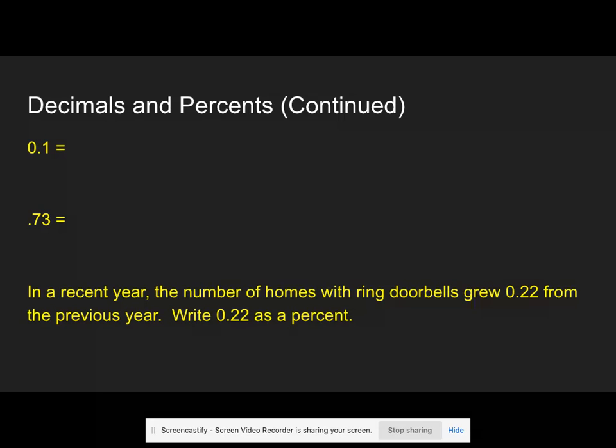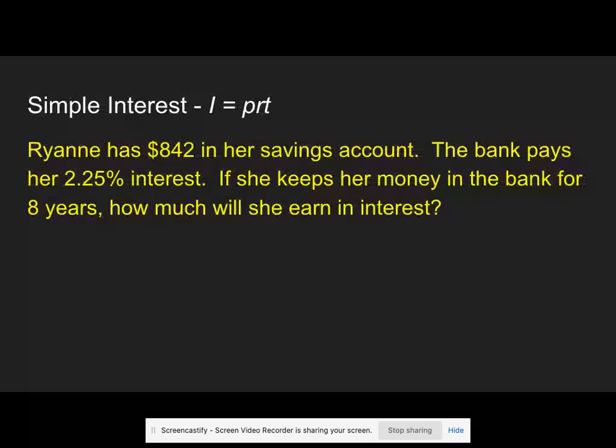So moving on to the next, going from decimal to percent, we move the decimal point 2 places to the right. So 1, 2, which is the same as multiplying by 100, and we get 10%. Again, 2 places, so 73% is my final answer. In a recent year, the number of homes with Ring doorbells grew 22/100ths from the previous year. Write 22/100ths as a percent. Well, we can do that really easily. 22%.